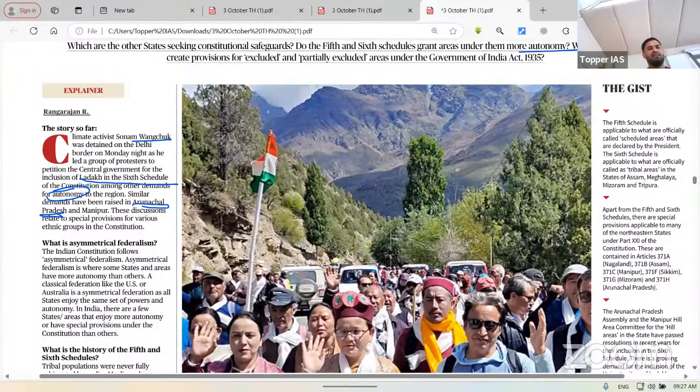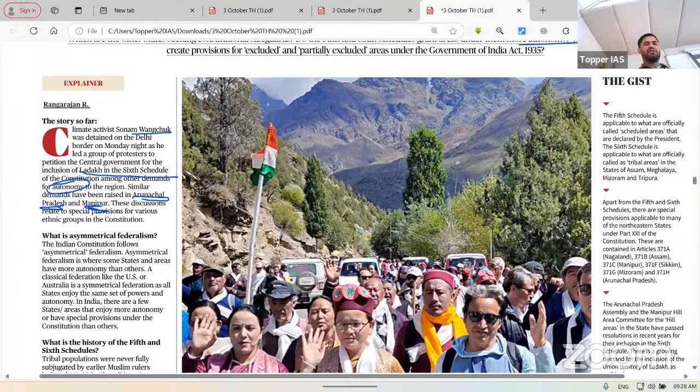Arunachal Pradesh and Manipur. Please follow this. Don't get bored of reading this. Okay. Sometimes it is necessary to read line by line. That's why I have taken this up. Otherwise, I would have given a summary. But in this article, every line is important. That's why. This discussion is related to special provisions for ethnic groups in the constitution.